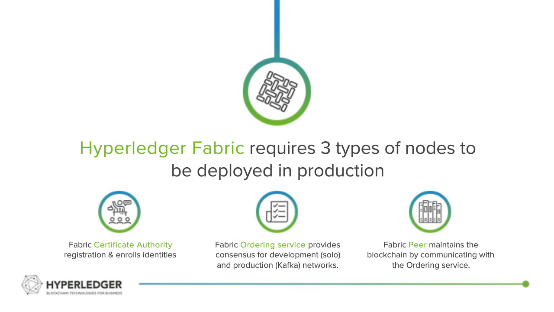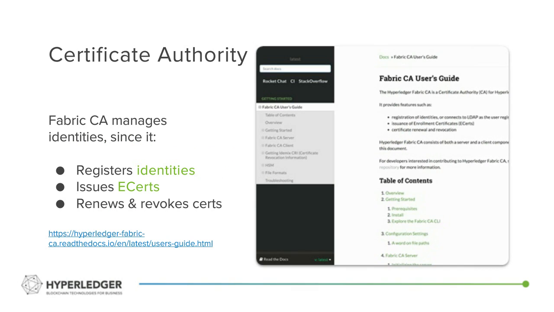So the certificate authority manages the identities. In a nutshell, it registers these identities, which are saved to its database, and then it issues enrollment certificates, which allow the identity holder to demonstrate that they belong to an organization. Finally, the certificate authority can renew a certificate, making an expired one valid, or it can revoke an existing certificate, making it invalid.